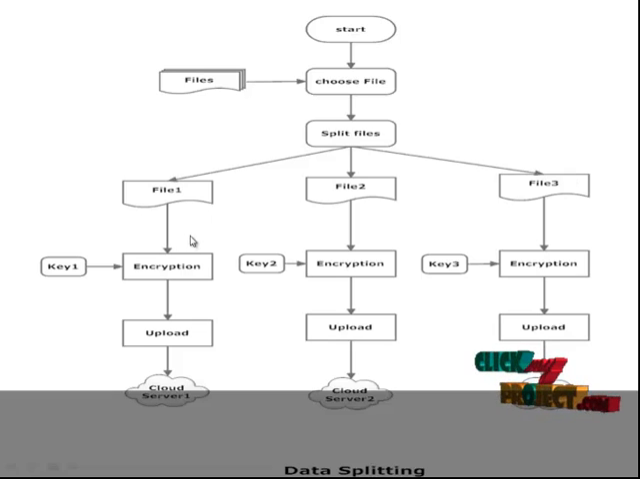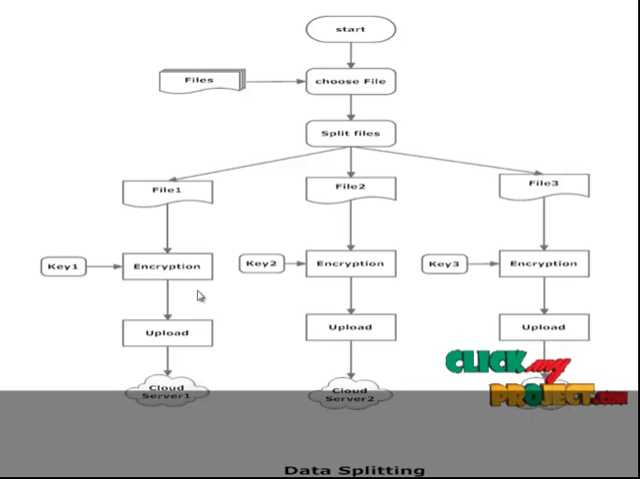Then each file piece is encrypted with a key. Each file piece is encrypted with a distinct key. Here three different keys are used. Then the encryption is applied, and the three pieces are encrypted. Then we upload the encrypted files to the cloud servers. We used three types of cloud servers.